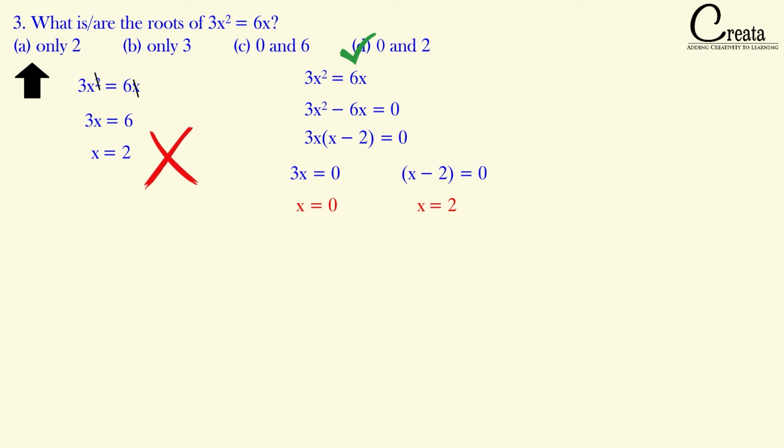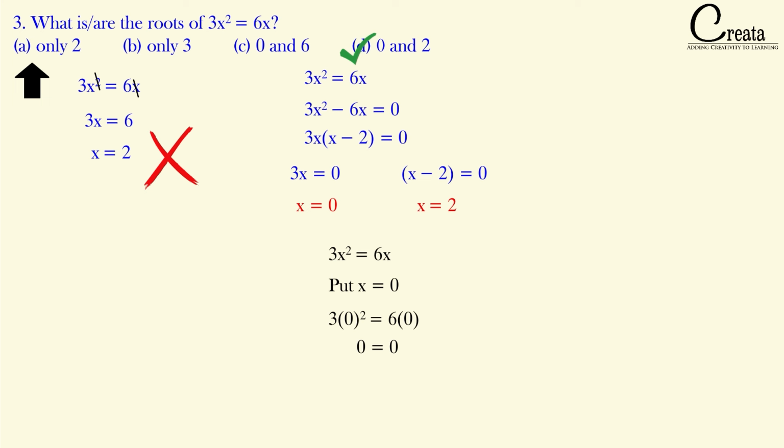Do not make the mistake of cancelling out x with x. Okay, got it? Are you understanding the basic concept? Here, if we put the value of x as 0 in the main equation, on the left-hand side we get 0, and on the right-hand side we again get 0. So the value 0 is satisfying this equation. So that is the root of this equation.